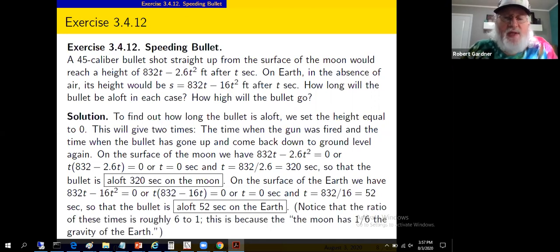The ratio between these two is about 6 to 1. 6 times 52 is not precisely, but roughly 312. 320 versus 312, but it's close. This is because you may have heard it said the moon has 1/6 the gravity of the Earth. Little round off error, but we're in the ballpark there.